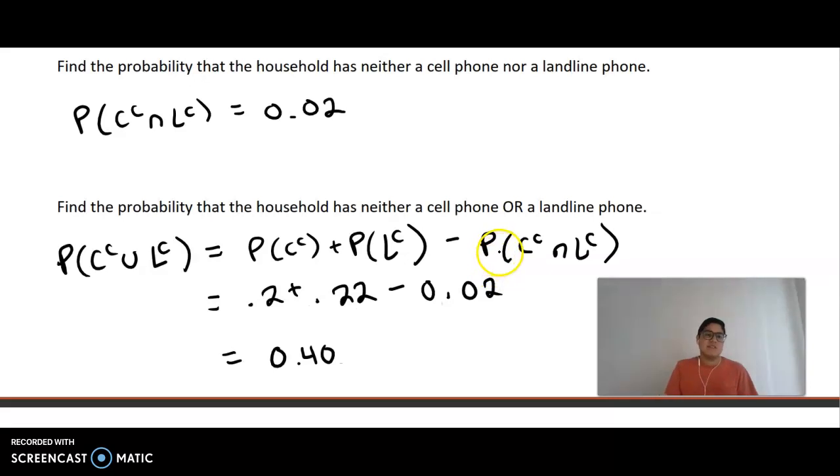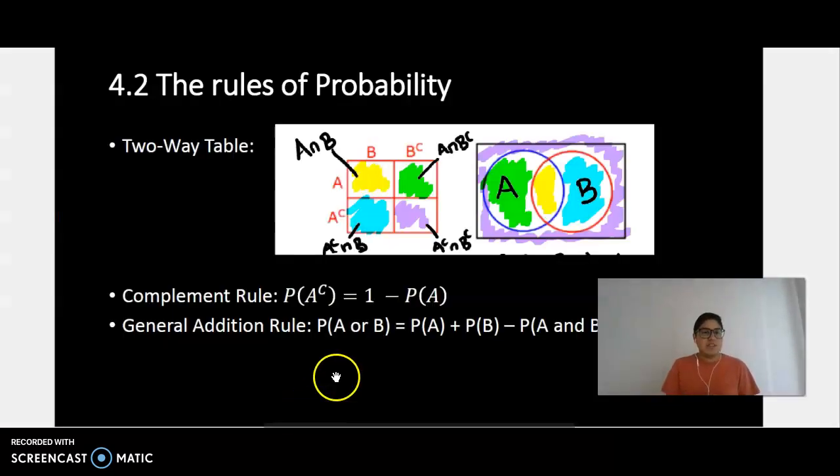We'll keep practicing this throughout the rest of our lessons. It's going to wrap up lesson 4.2. So here's just a few summaries for you. We use a two-way table which has connections to the Venn diagram. You can see each of the sections here that matches.